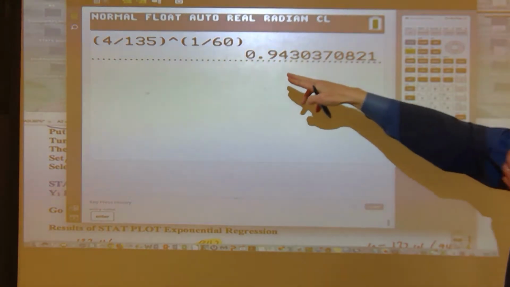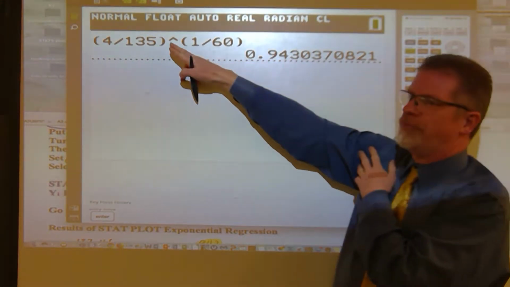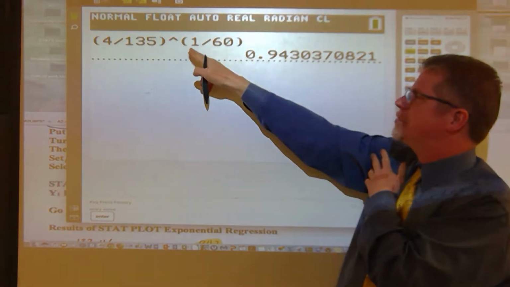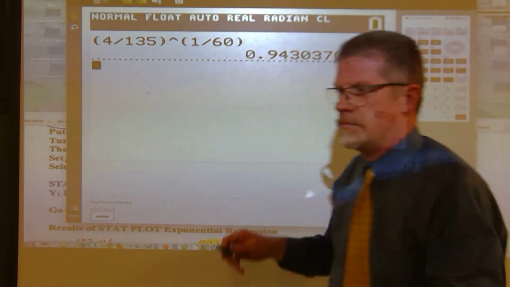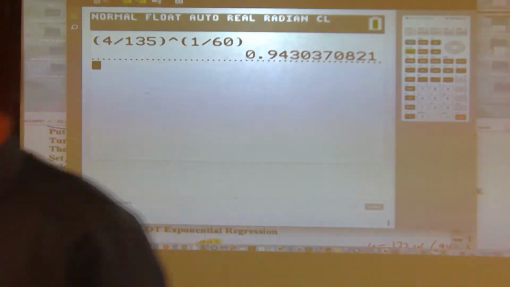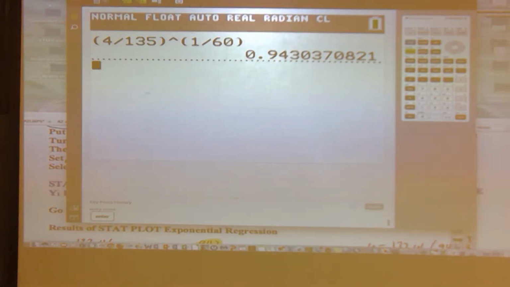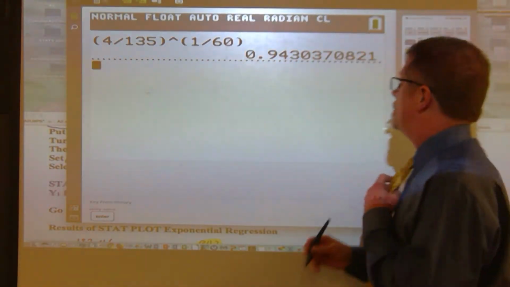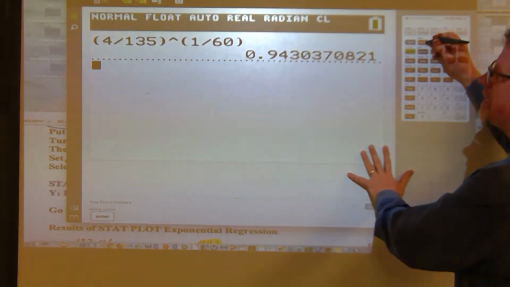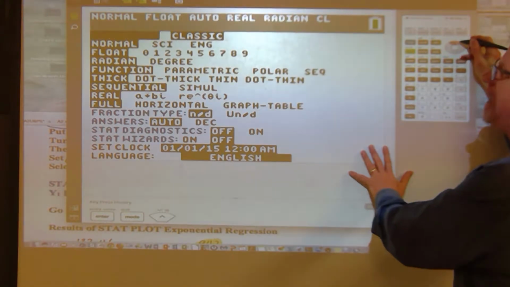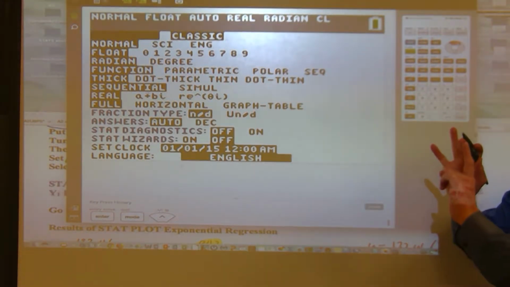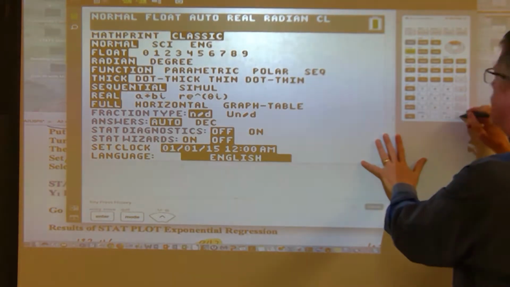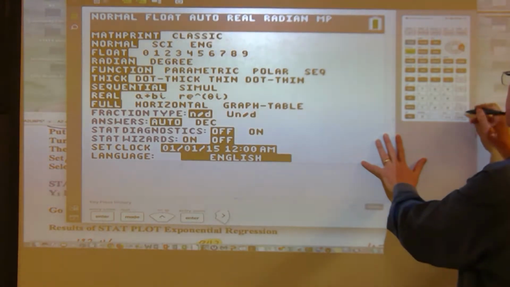Just type in parentheses, 4 divided by 135, parentheses, caret, parentheses, 1 divided by 60. Well, the caret's just like a blank box. How do you use it? Oh, you know what? Let's go back to mode. I know everyone likes MathPrint, but you know enough about mathematics now. You're in Algebra 2. Instead of MathPrint, go over to Classic.